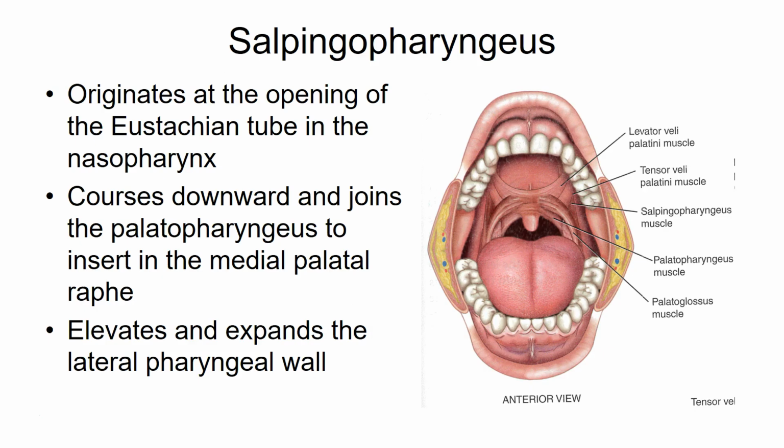The salpingopharyngeus is one of our unconstricting muscles for the pharynx. It originates at the opening of the eustachian tube in the nasopharynx, courses downward and joins in with the palatopharyngeus to insert into the median pharyngeal raphe. Contraction of this muscle will elevate the pharynx, and also by pulling on the lateral sides of the pharynx, it will undo the action of the constrictors.